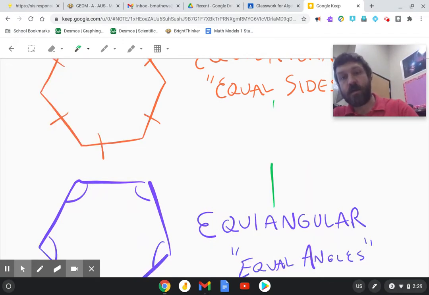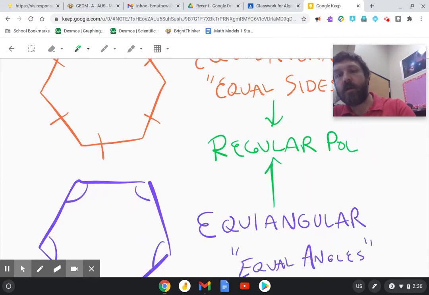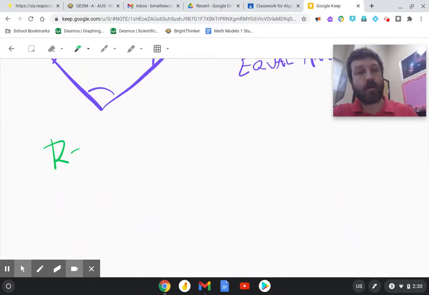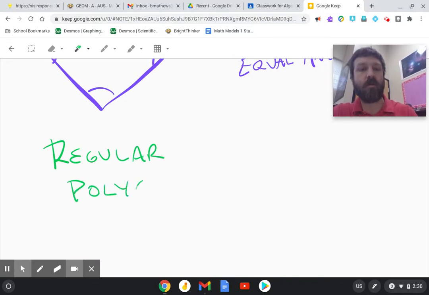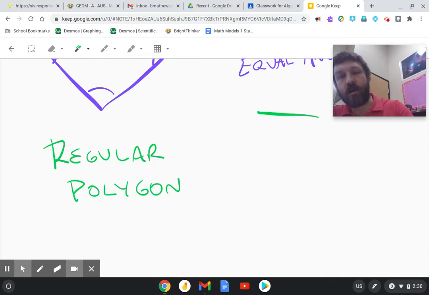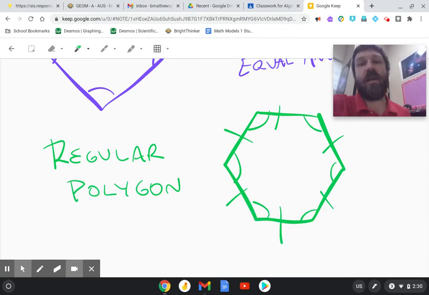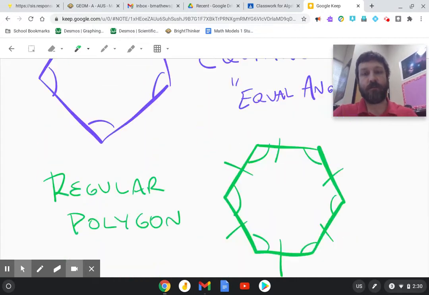when you combine the two, you get a regular polygon. So a regular polygon is going to be one where you have all sides and all angles the same. Sides are all the same. Angles are all the same. So that's what we have when we say that you have a regular polygon. It's basically both of these together.